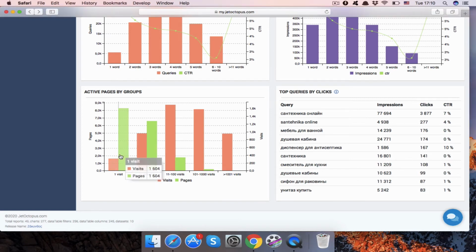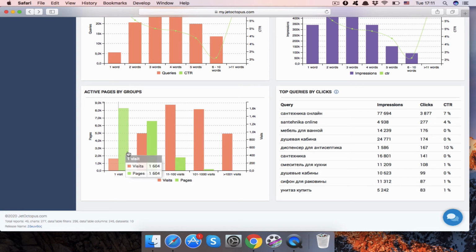So 1604 pages. There is another group which got just from 2 to 10 visits over the given period of time. There is a group which got more than 11 and up to 100 visits over the given period of time. And there are just 36 pages which got more than 100 and up to 1000 visits over the given period of time.